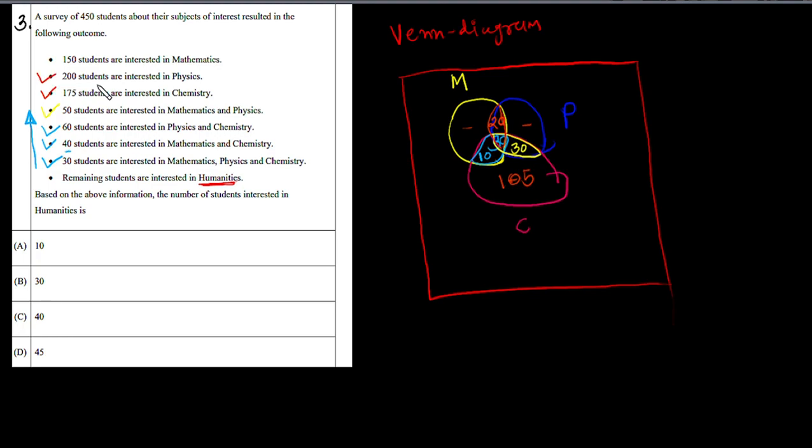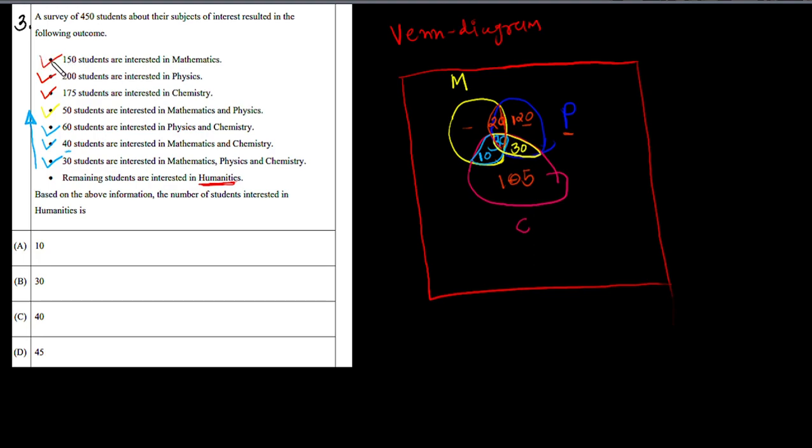In the same way, 200 students are interested in physics. So here we have already taken the 80 students from this P circle. So I can say we have to subtract 80 from this 200, which equals 120 students who are only interested in this physics subject.